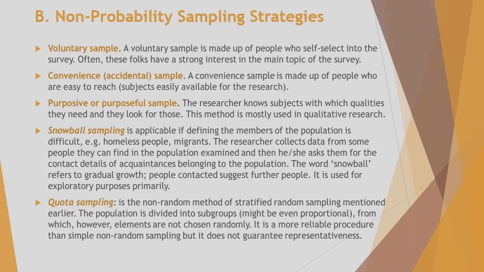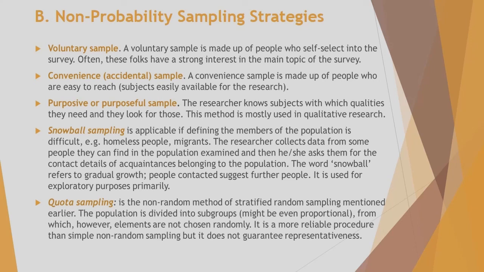The third type is purposive or purposeful sample. Here the researcher knows which qualities the subjects need, and they look for those. So here the sample consists of individuals who have certain characteristics that the researcher is looking for. If the characteristics are present, the person is chosen. This method is mostly used in qualitative research. For example, a researcher is looking for teachers of English who have taught writing to first-year students. So the most appropriate method of selecting the sample is purposive in that case.